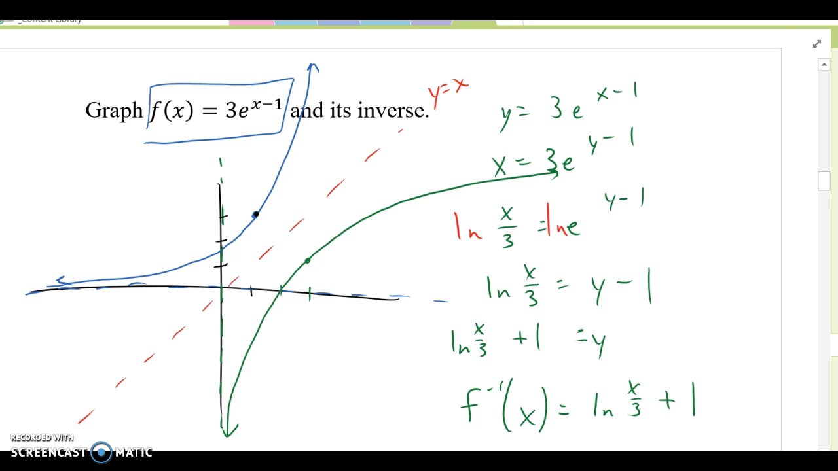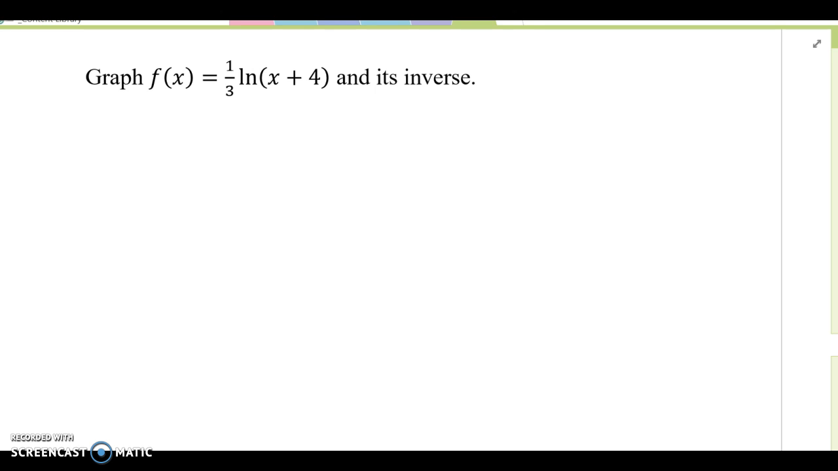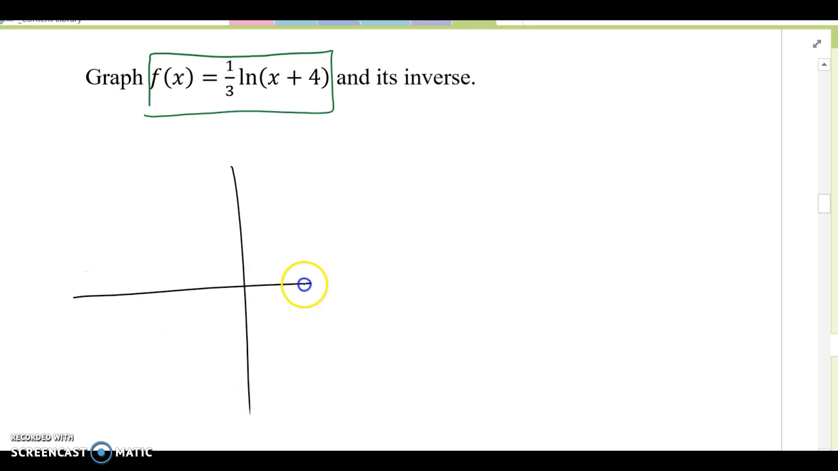One more example, this one starting off with the natural log function. The transformations that we're talking about here, the plus 4 is going to shift us 4 to the left, and the 1/3 out front is going to be a vertical shrink by a factor of 3. So a horizontal shift is going to move our asymptote. That's new. We're going to go to the left, 1, 2, 3, 4. So x equals -4 is our new vertical asymptote.